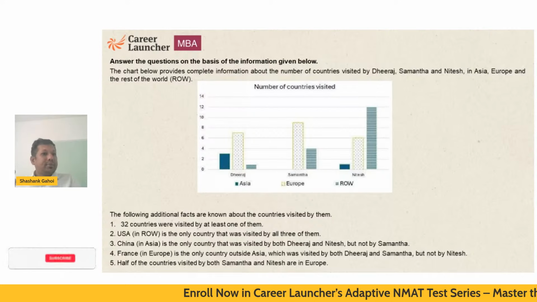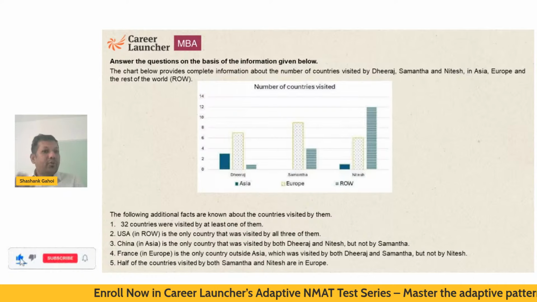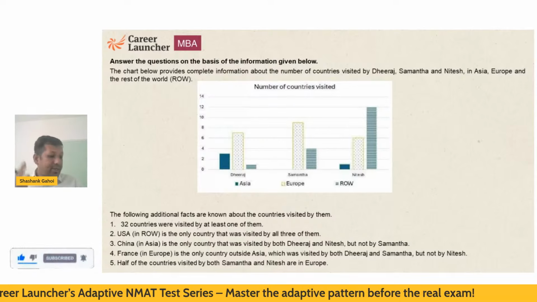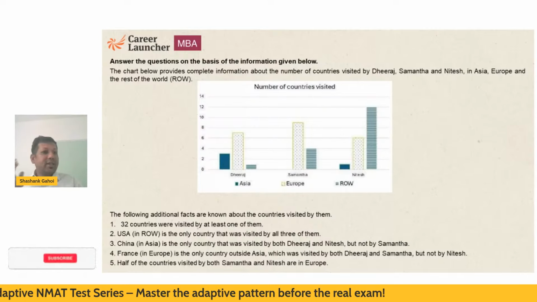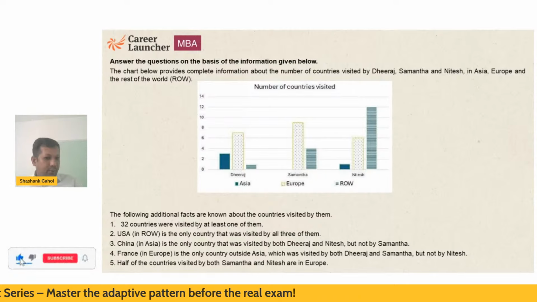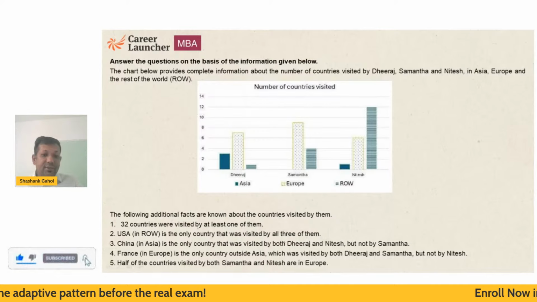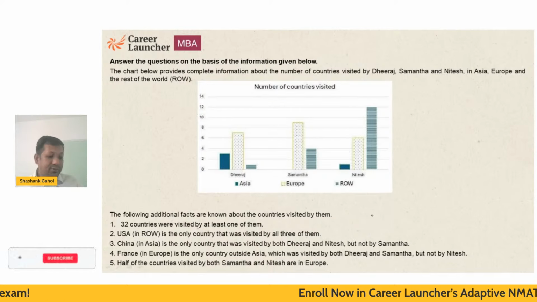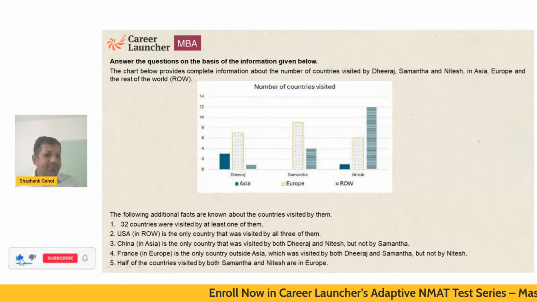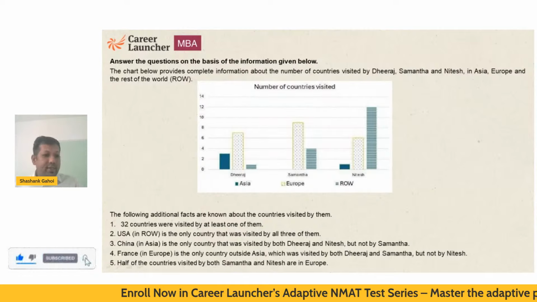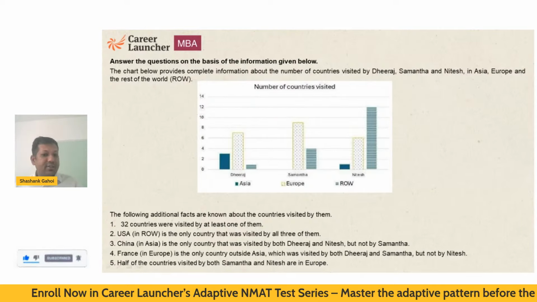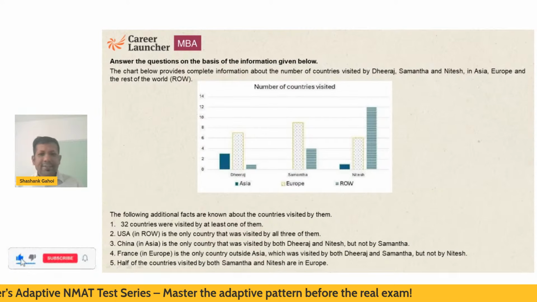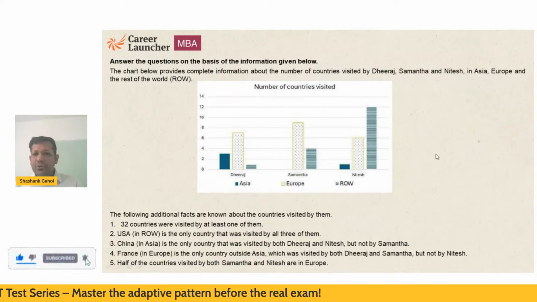Now, this says that the chart below provides complete information about the number of countries visited by Dheeraj, Samantha, and Nitesh in Asia, Europe, and rest of the world. 32 countries were visited by at least one of them. So the total number of countries that they are visiting is given to us. USA in rest of the world is the only country that is visited by all three of them. That is some additional information given to us. Now, what I'm going to do.